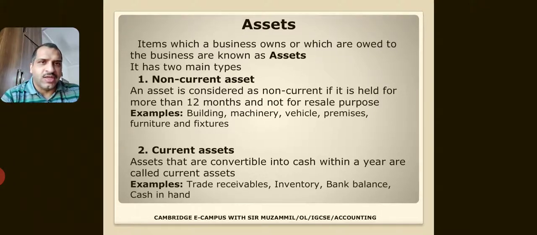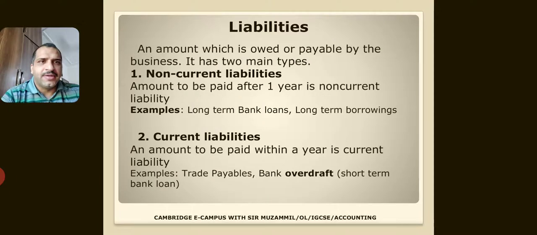What is non-current? An asset is considered non-current if it is held for more than 12 months and not for resale purposes. So these are two features. For example, building, machinery, vehicle, premises, furniture and fixtures. Current assets are assets that are easily converted into cash within a year. Examples could be trade receivable, inventory, bank balance and cash in hand.